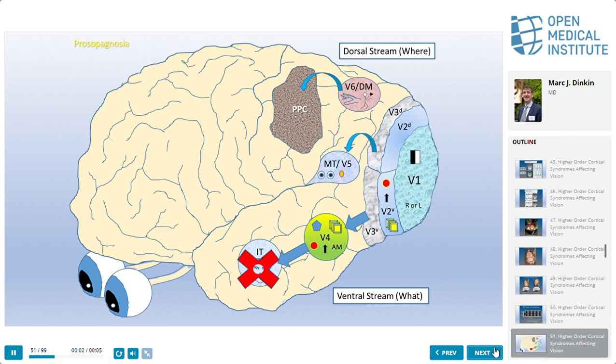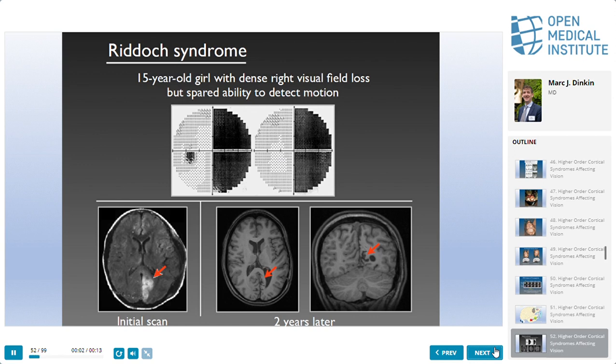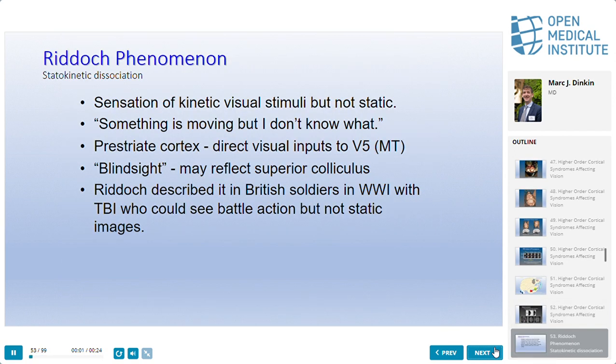Let's talk about the Riddoch phenomenon. A 15-year-old girl, dense right visual field loss, but she's able to see motion, and she's got a left occipital cortical enhancement. Here's the necrosis. Okay? So here, she says, I can see when things are moving, I can see them coming, like a car or whatever. But when I do this, how many fingers? Nothing. But when I move, she goes, yeah, I see it right now. This is called the statico-kinetic dissociation. You'll see this in your patients where they can see movement, but not simple objects. It's a kind of blind sight.